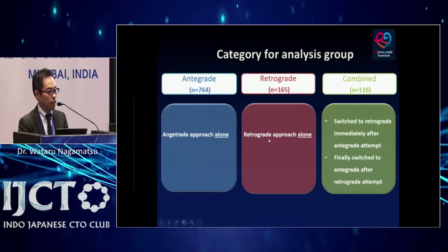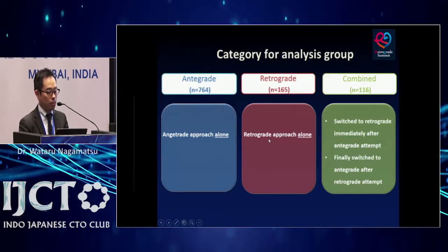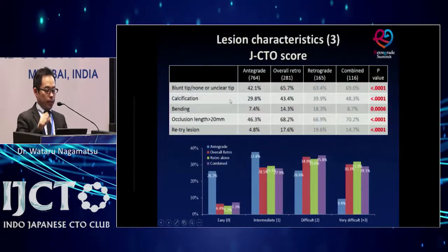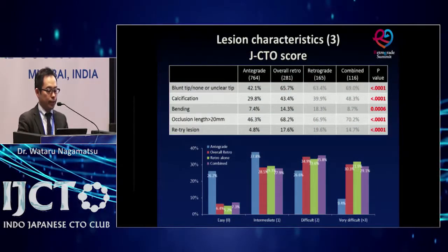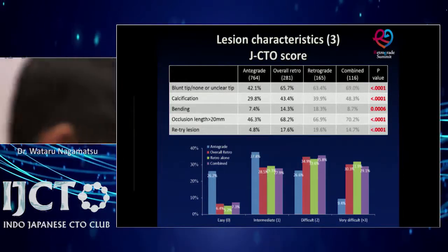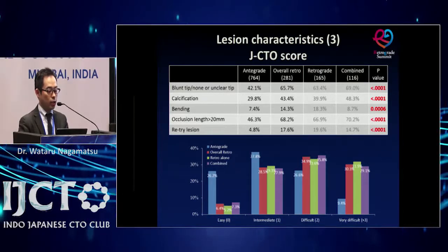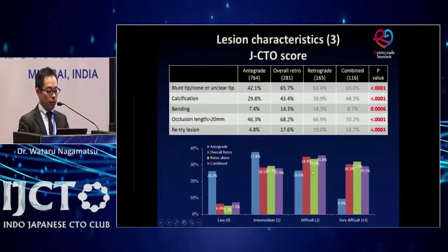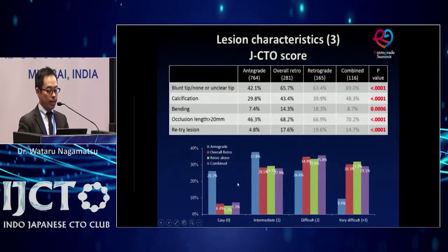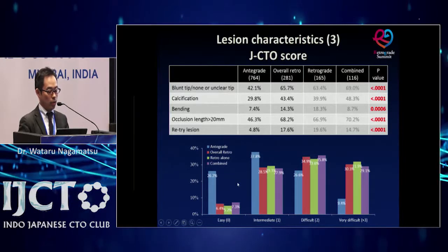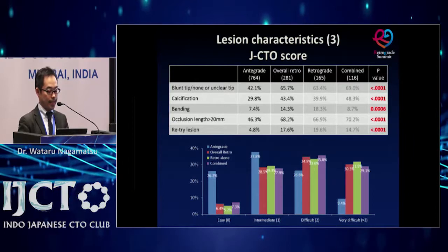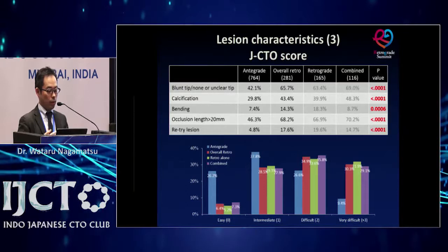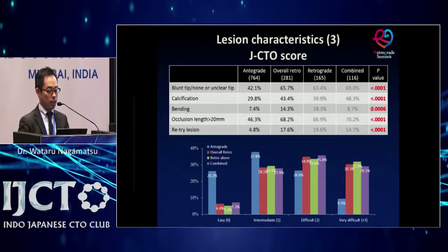So this time, under the antegrade lecture, I want to focus on the antegrade groups. These are the CTO cases, classified using the J-CTO score like this. Please look at this graph. This blue line is the antegrade category group. We can see the tendency: the lower the J-CTO score, the higher the rate in the antegrade PCI group.